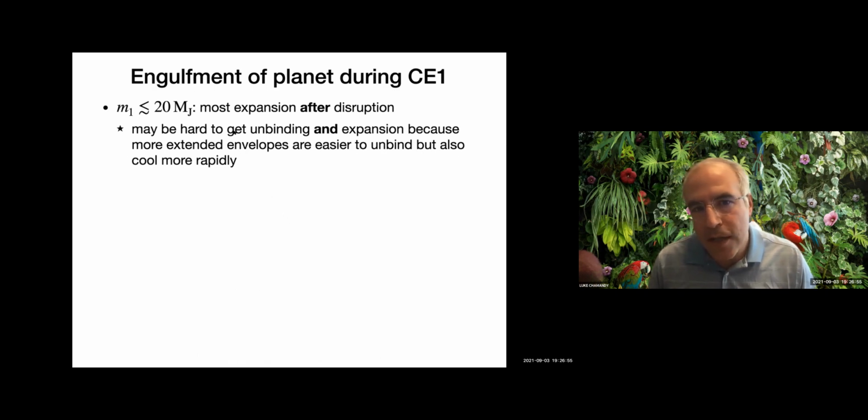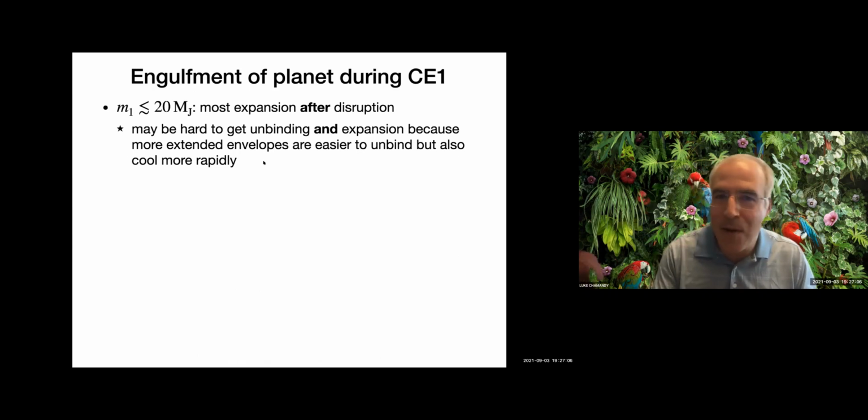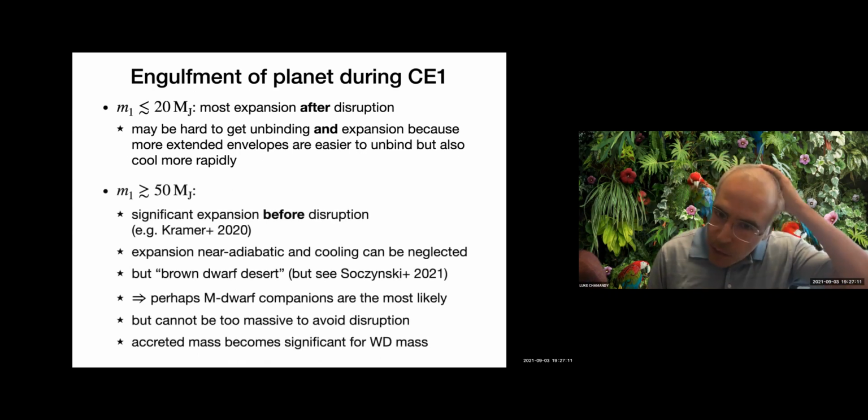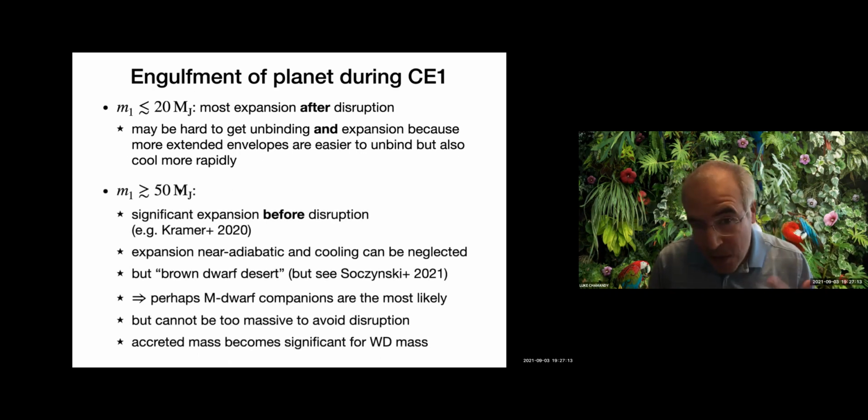But it is somewhat challenging, when we put in the detailed MESA models, to get unbinding and expansion, because the more extended envelopes are easier to unbind, but also cool more rapidly. So you try one star, it's easy to unbind but harder to expand, or vice versa. My new thinking is that it might have been a more massive companion. You can also see this nice paper by Kramer et al., which shows that for more massive companions, in the brown dwarf or M dwarf range, you do see a lot of expansion during the plunge-in, and not so much for the smaller mass companions like 10 Jupiter masses.